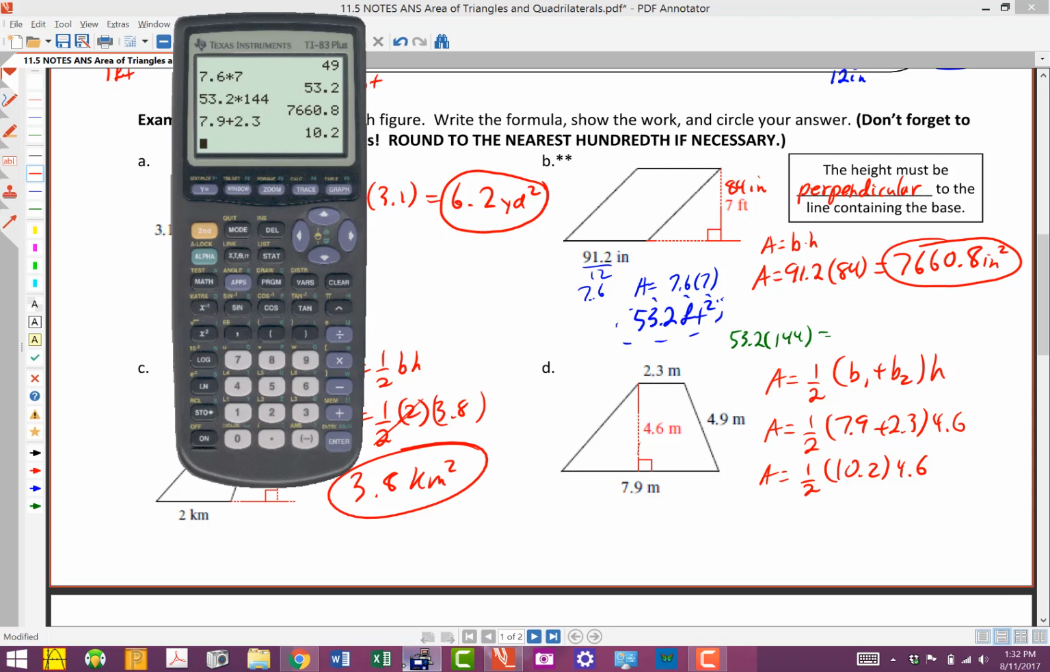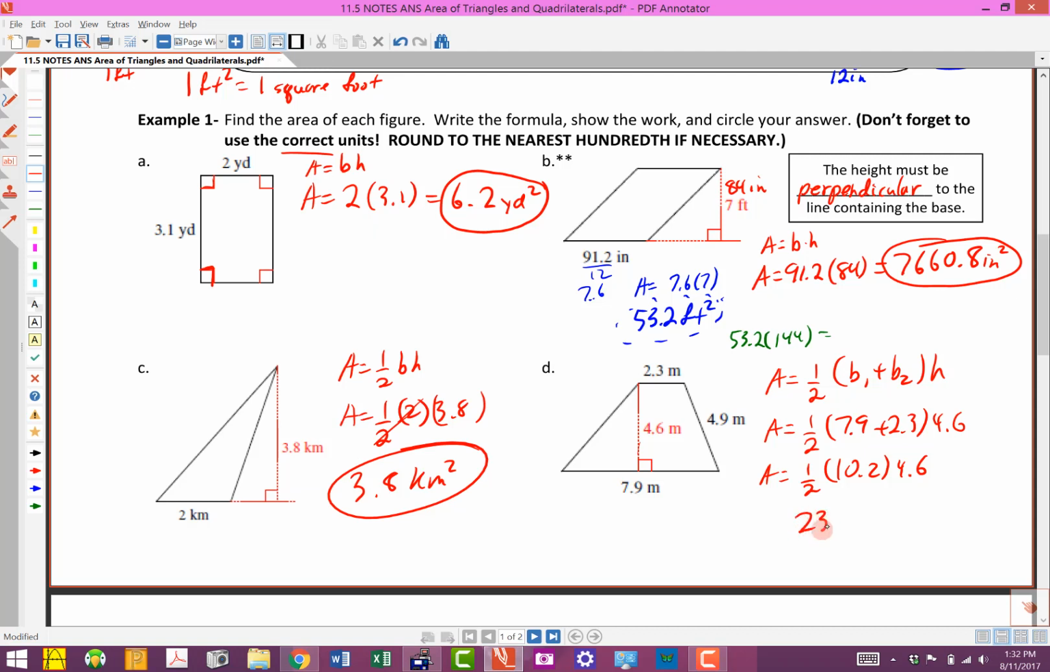So let's throw that in the calculator. I'm going to put 1/2 in as 0.5 times 10.2 times 4.6. Now the danger in just throwing all that in there is if you type something in wrong, you're going to get the wrong answer. But let's see what we got here. 23.46. That is the right answer. Notice all the units are in meters, so this is going to be meters squared. So we're all set there.